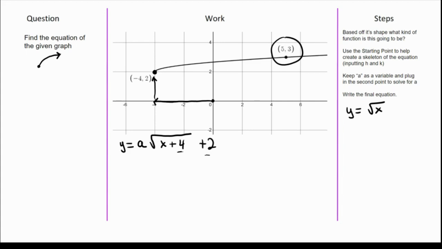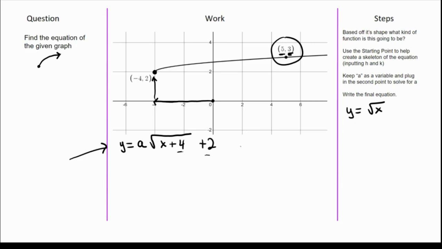And from there, I'm given a second point. Sometimes it might be as easy as, if we shift 1 to the right and 3 up, we can tell what the a value is just by looking at it. But sometimes we get these ugly numbers that don't really help us a ton. So the way we can use it is that we can take this x and y value and plug it into the skeleton of an equation that we have.